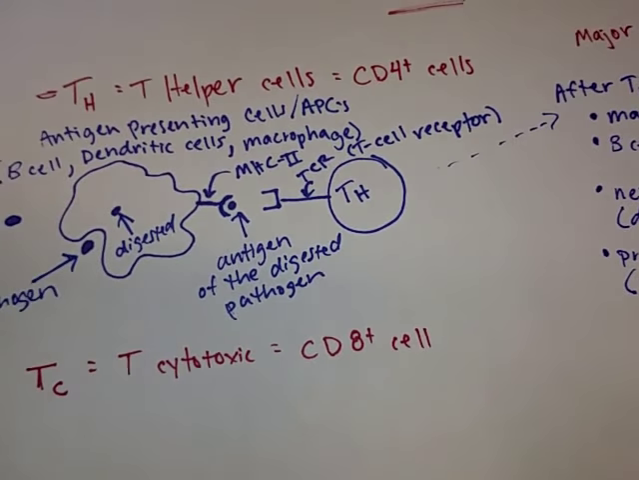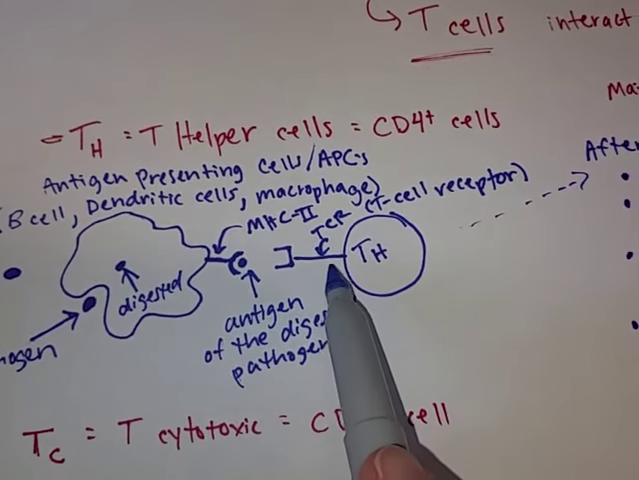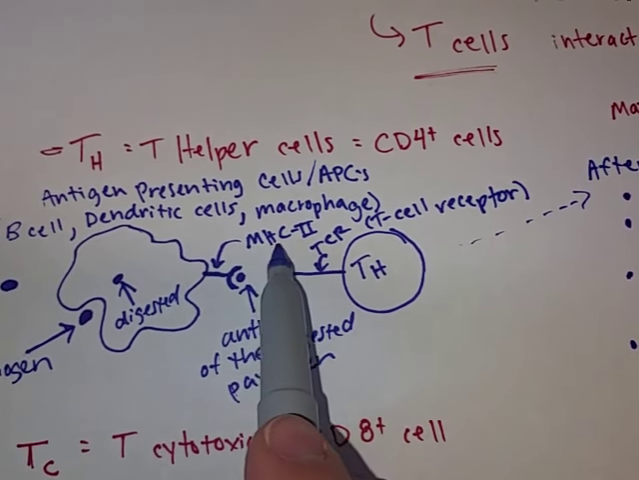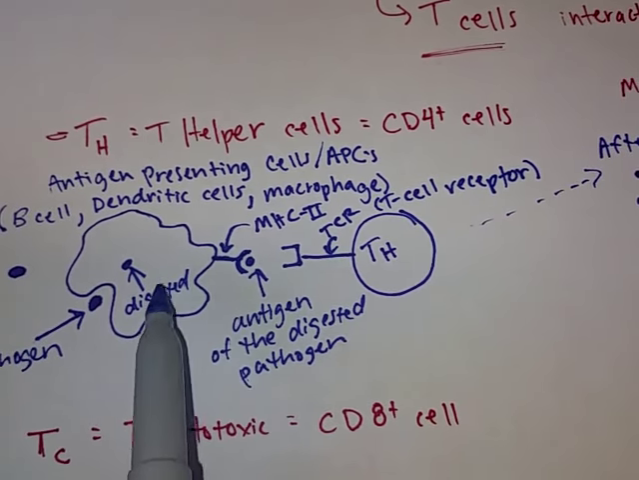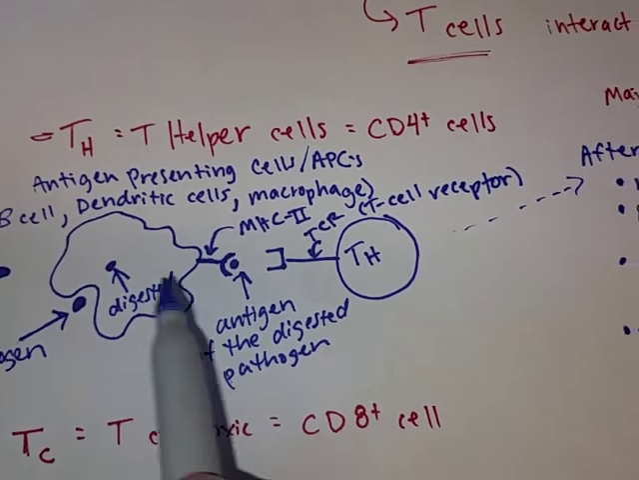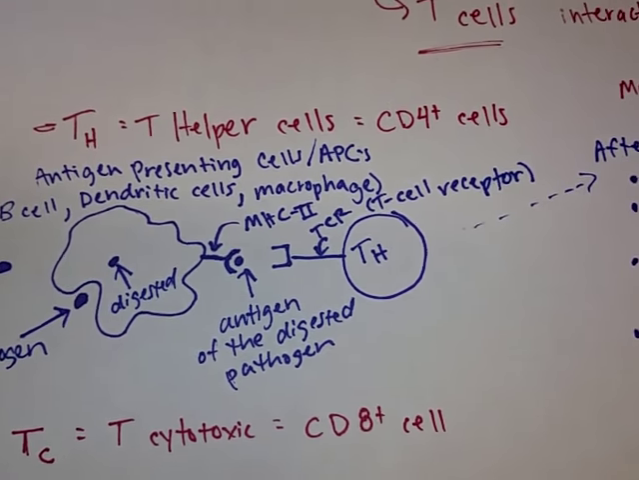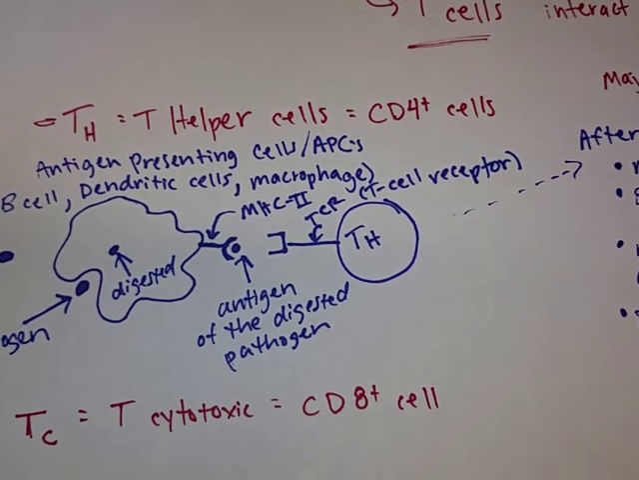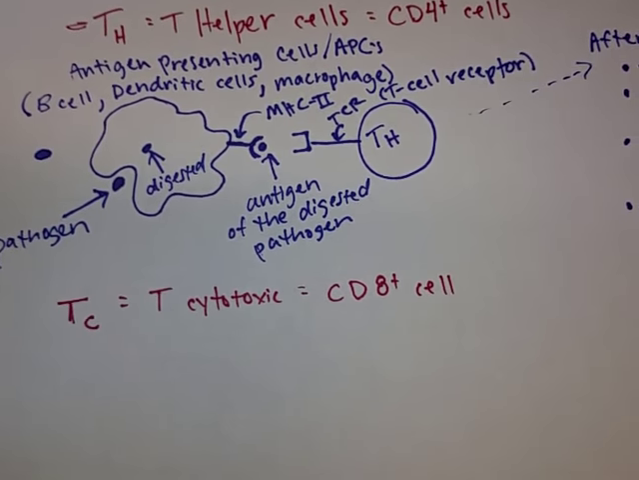So that's T helper cells. T helper cells have a T cell receptor that goes and looks for the MHC2 that presents some antigen. That antigen is going to be a chopped up piece of pathogen that's being presented by antigen presenting cells. So hopefully not too bad. Let's go ahead and talk next about the T cytotoxic cells.